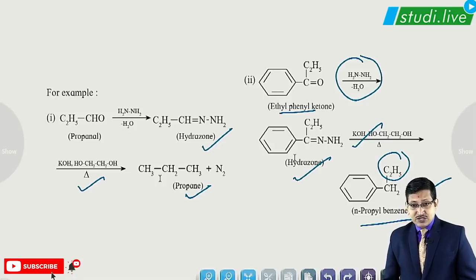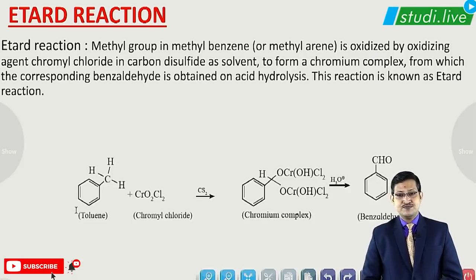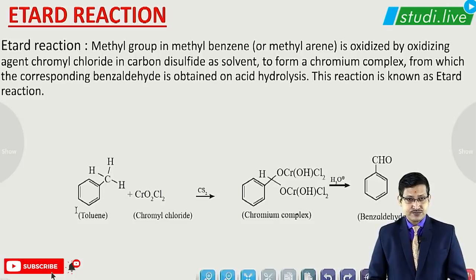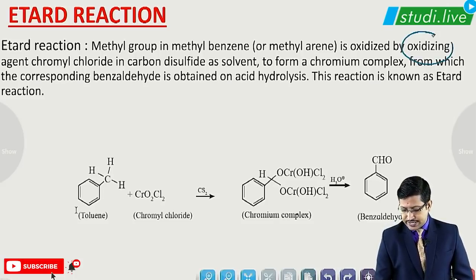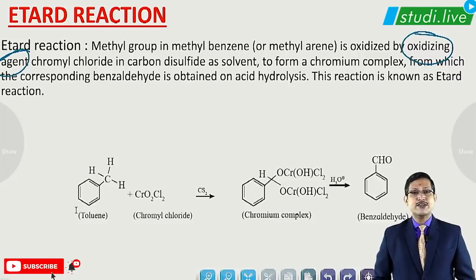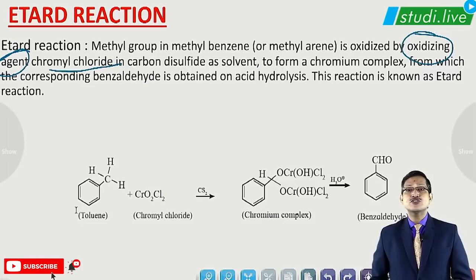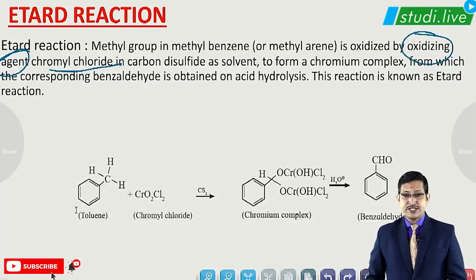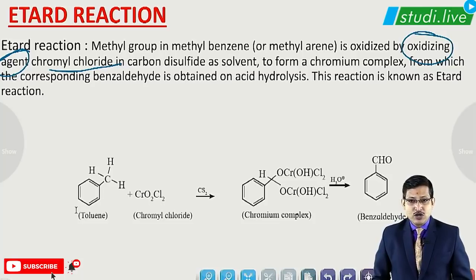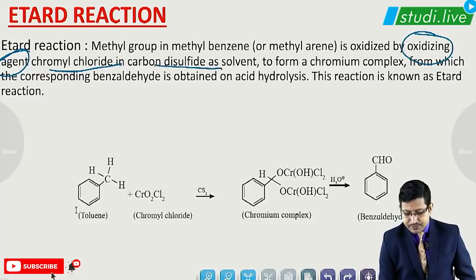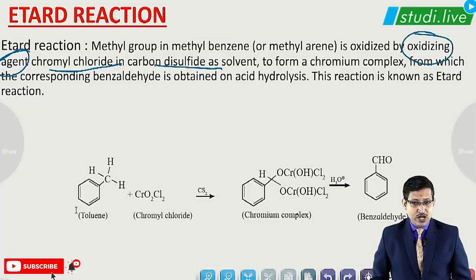The next reaction coming up on the screen is a very important reaction, the Etard reaction. Now for the Etard reaction, we are using again an oxidizing agent. Now what is that oxidizing agent? It is chromyl chloride, and this reaction takes place in presence of a non-polar solvent. Which is that non-polar solvent? It is carbon disulfide. So here carbon disulfide is used as a non-polar solvent.